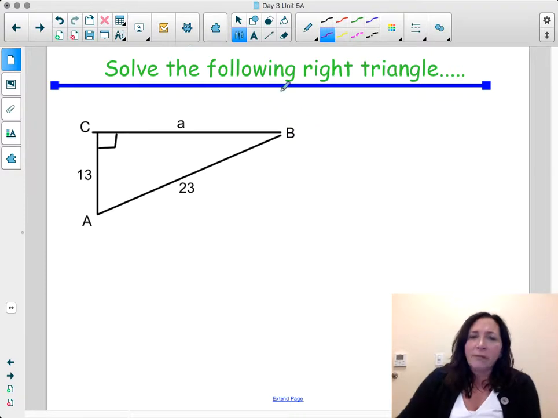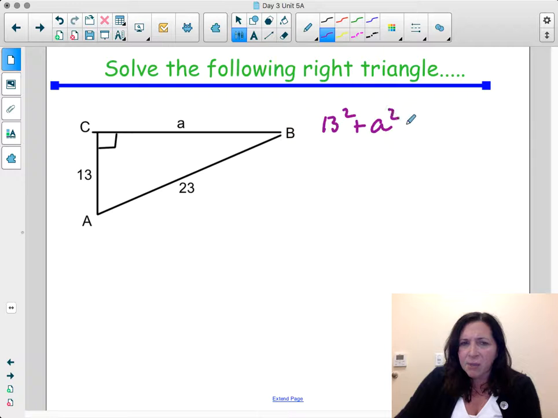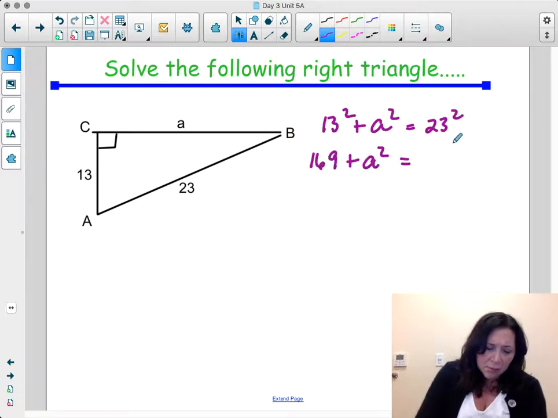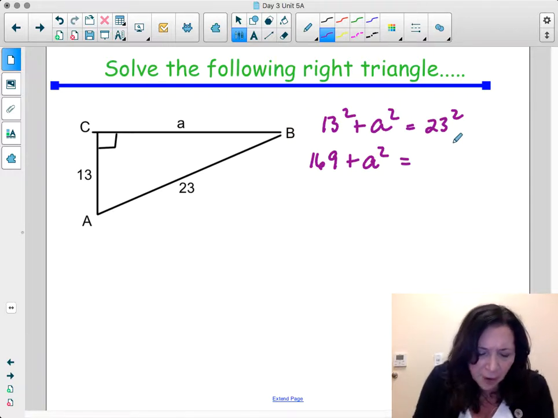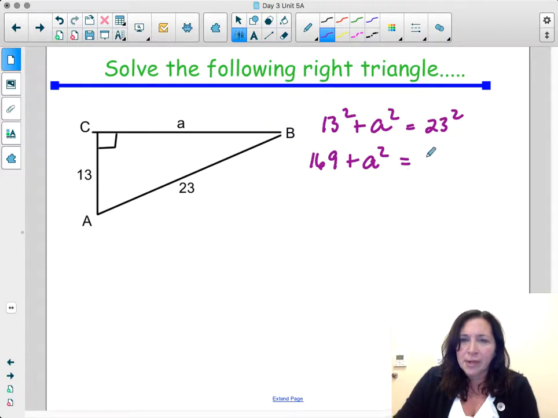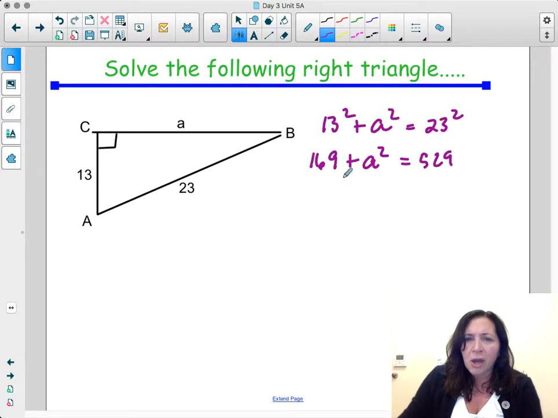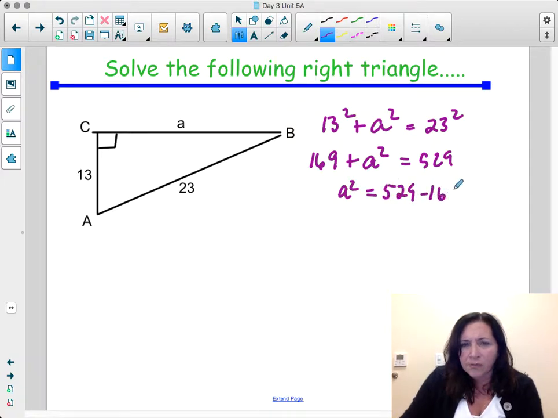So this one says solve the following right triangle. Now this one has two parts. The first part's pretty simple, find A. So we're going to go 13 squared plus A squared is equal to 23 squared. So 169 plus A squared equals 23 times 23. What is that? 529. Oh, I know that. So to get A squared, you're going to go 529 minus 169.